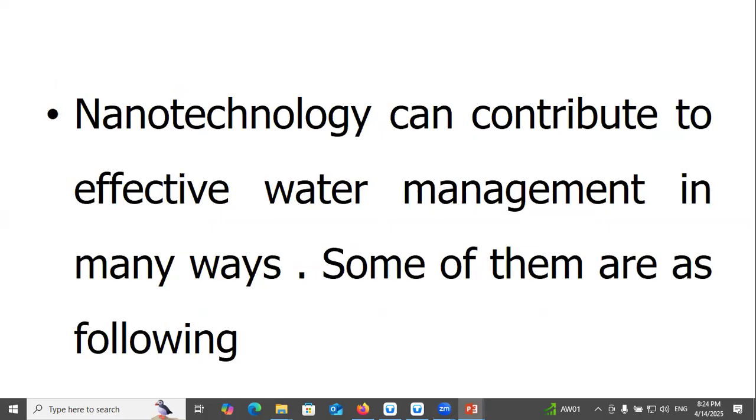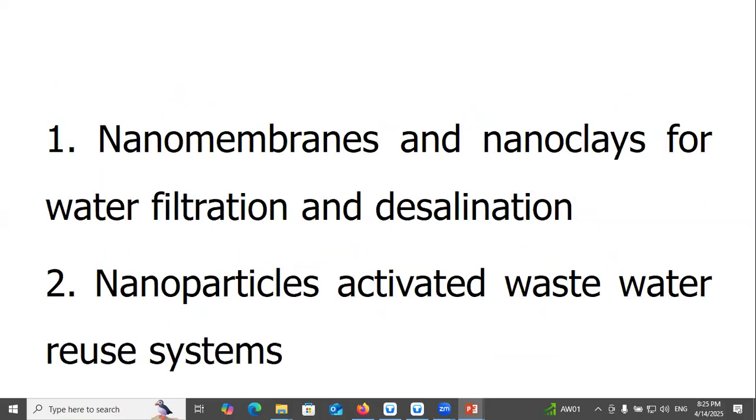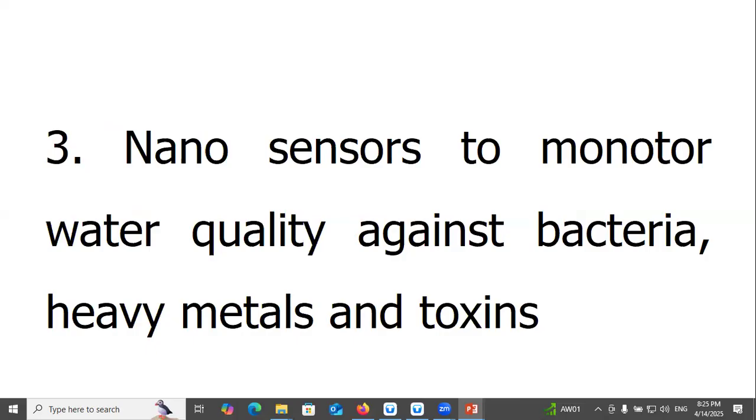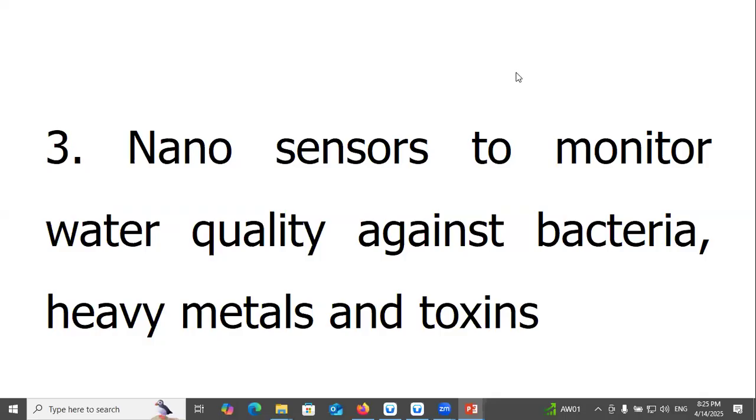Nanotechnology can contribute to effective water management in many ways. Some of them are as following: nanomembranes and nanoclays for water filtration and desalination, nanoparticle-activated wastewater reuse systems, and nanosensors to monitor water quality against bacteria, heavy metals, and toxins.